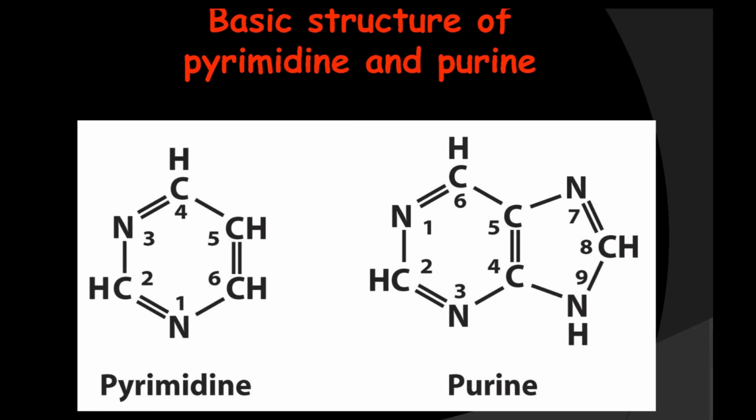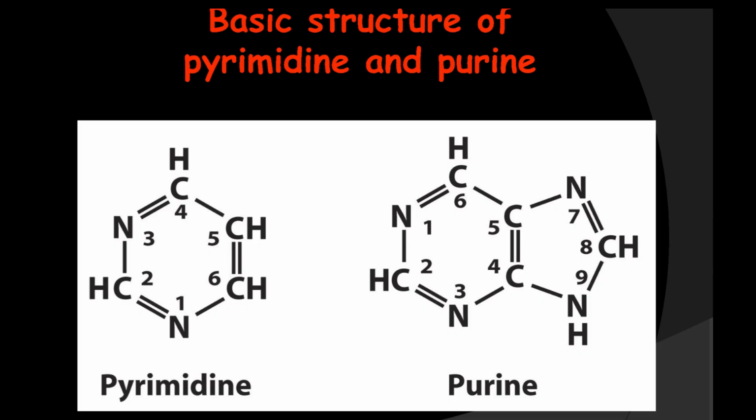Now the bases themselves come in two fundamental types, which are like the architectural blueprints for our genetic alphabet. We have pyrimidines, which have a single six-membered ring. Its structure is shown with nitrogen atoms at positions 1 and 3. And we have purines, which have a larger double-ring structure with a six-membered ring fused to a five-membered ring, and nitrogen atoms at positions 1, 3, 7, and 9.